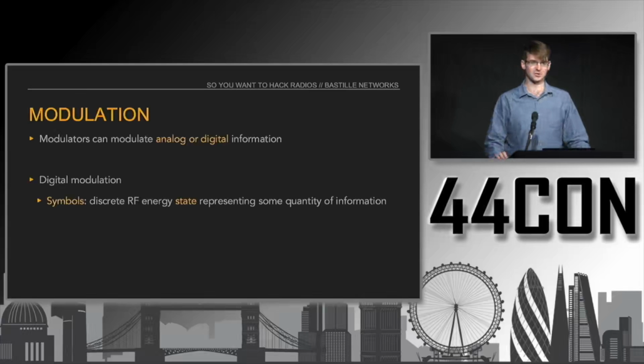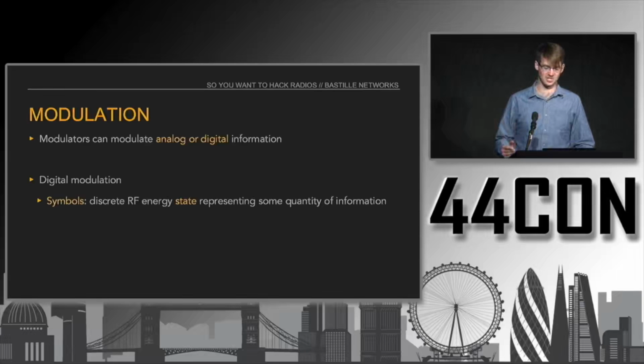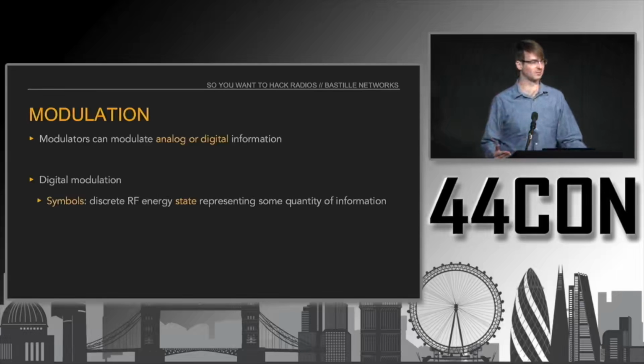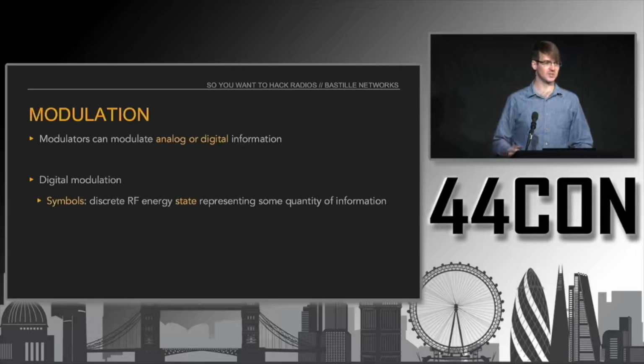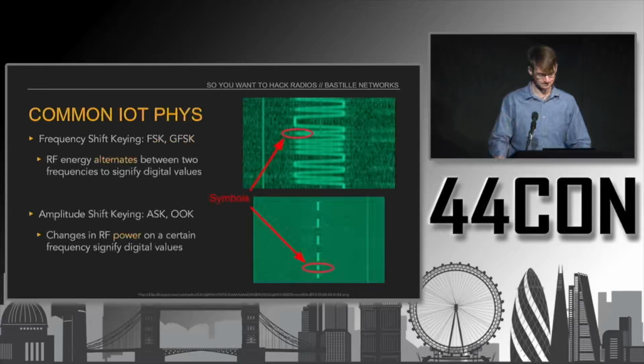So modulators can modulate either analog, continuous time, or digital, discrete time information. But we're going to be talking about digital modulation modes. And the key component of this is this notion of a symbol. And this is the most important concept to take away from this section, is this notion of a symbol. The symbol essentially describes a discretely sampled RF energy state that represents some quantity of information. So when you hear the term symbol, just think that it's a state that exists in the wireless medium that represents a 1 or a 0 or some combinations of 1s and 0s. So it's really just a state. And we'll describe it in the next 2 slides.